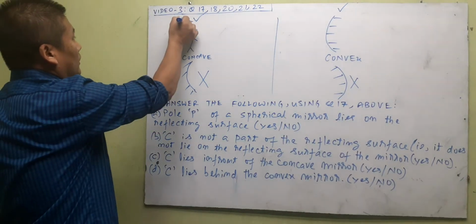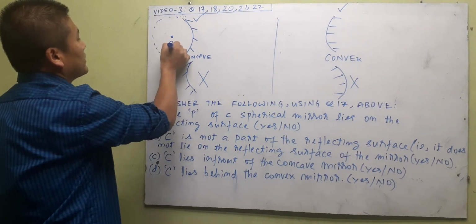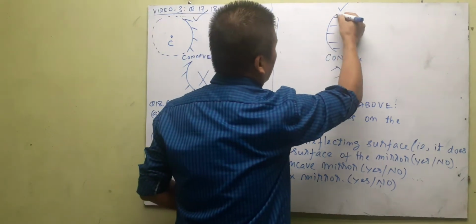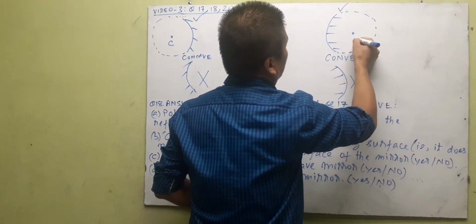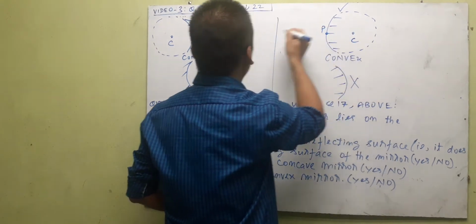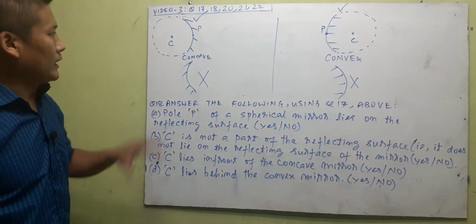So this is the ball, the full ball. The center of curvature is this one. This is the correct way of doing it. So the center of the ball is this one. The pole will be this one. We know now the middle point of the mirror is there. So we are going to use it like this. Now we can answer our question.